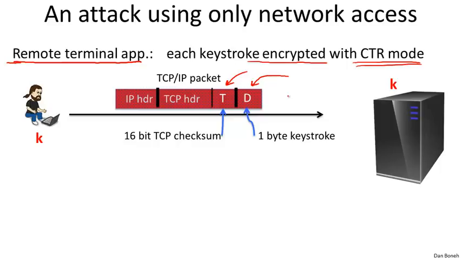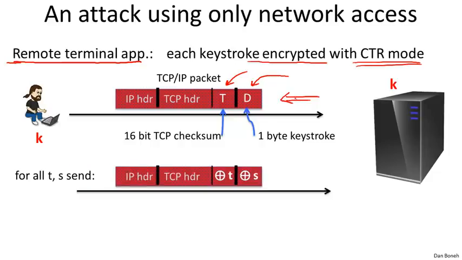The attacker is going to intercept this packet, and he's not actually going to modify it. He's going to send it over to the server, but he's going to record the packet. Later on, he's going to modify the packet and send a modified packet over to the server. What he's going to do is XOR the encrypted checksum field with a value T, and XOR the encrypted data field with a value S. And he's going to do this for lots and lots of T's and S's.